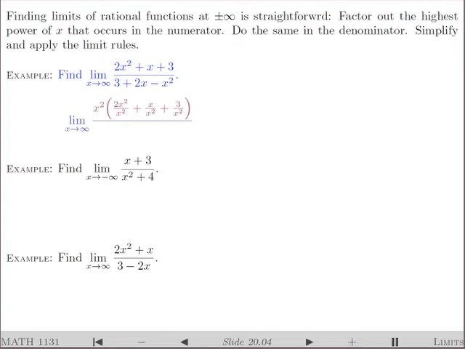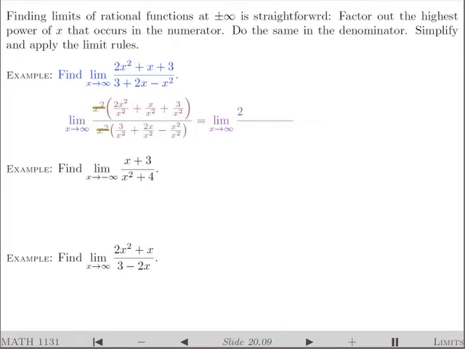I'm going to do the same thing for the denominator. The highest power is x squared. I pull that out, and to compensate, I divide each term by x squared. Now we are going to simplify this. x squared over x squared is 1. And we simplify the rest of the small fractions.